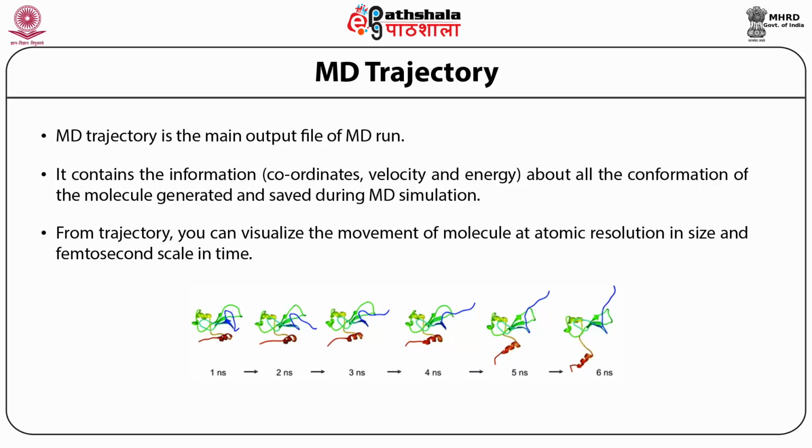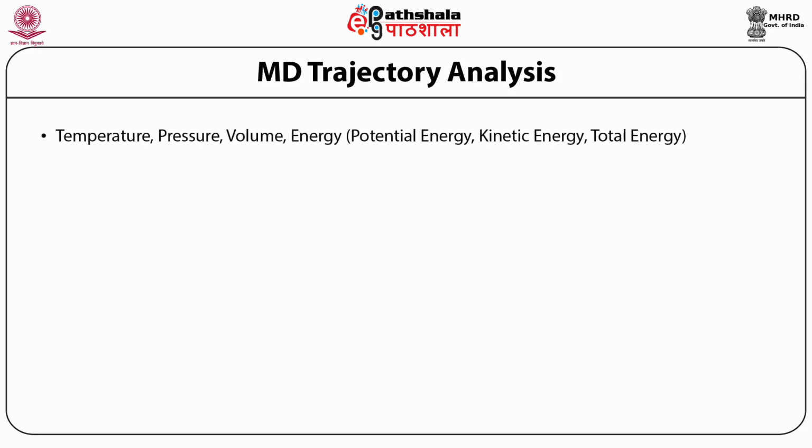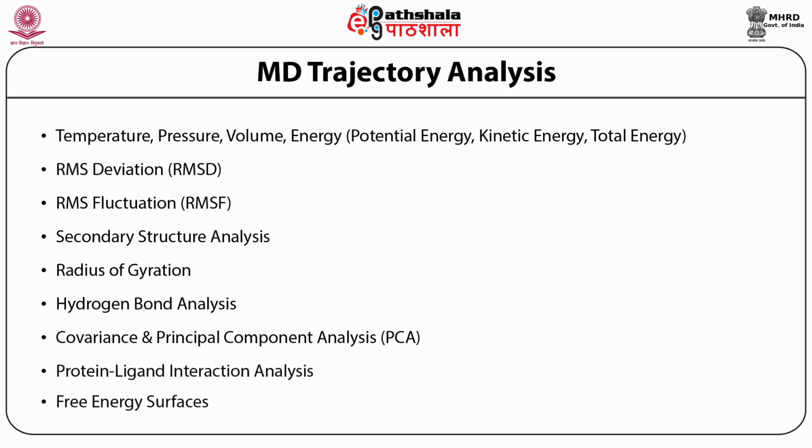We can visualize the motion of each atom of molecules at femtosecond to picosecond scale using an appropriate program. Each simulation engine has its own trajectory analysis and visualization program. We can run the trajectory from GROMACS in the VMD tool. We analyze the following parameters or properties during an MD run from the MD trajectory file, like temperature, pressure, volume, energy. Besides these parameters, we also analyze the root mean square deviation, fluctuation, secondary structure analysis for protein, radius of gyration, hydrogen bond analysis, covariance, protein-ligand interactions.